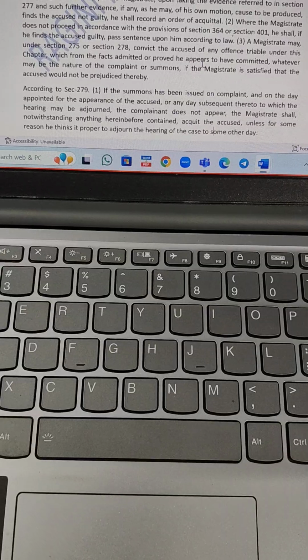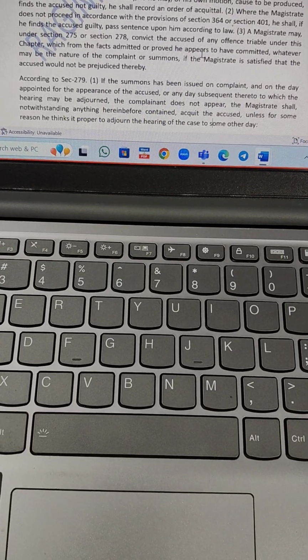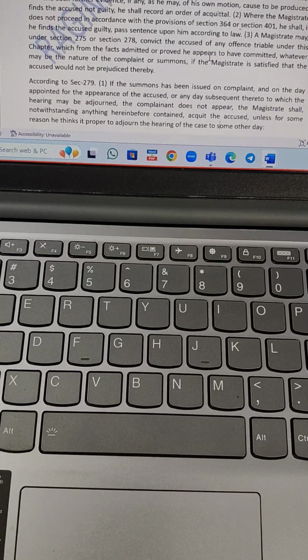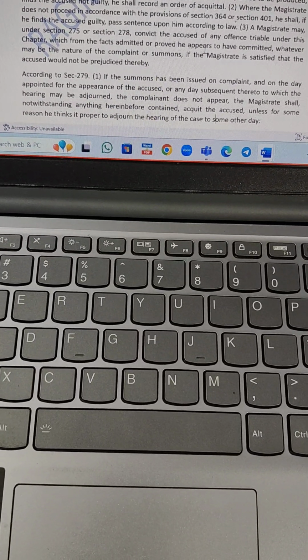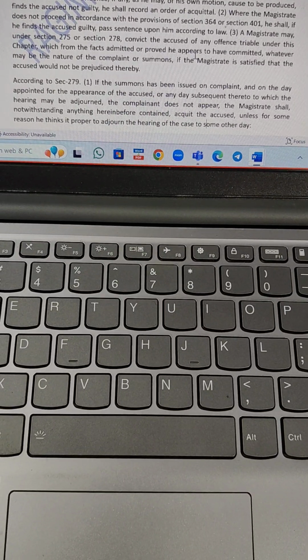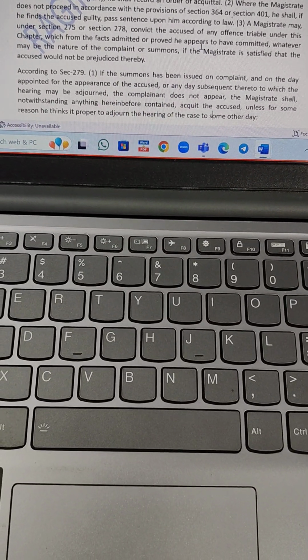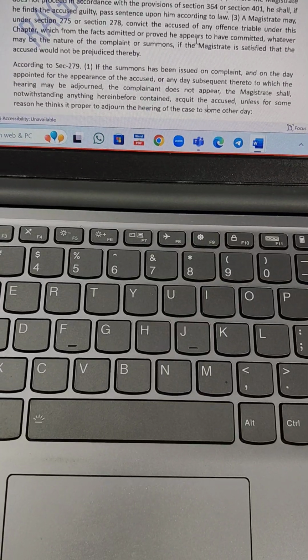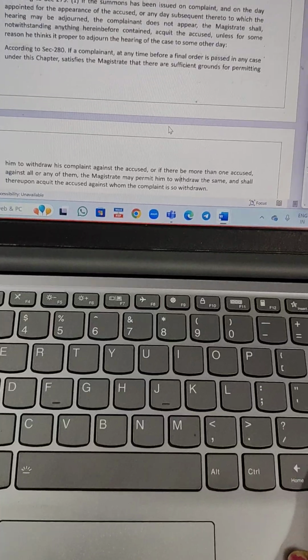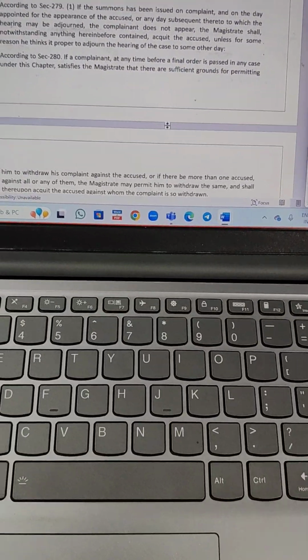So a magistrate may, upon section 275 or 278, convict the accused of an offence that is triable under this chapter, which from the facts admitted or proved he appears to have committed, whatever may be the nature of the complaint or summons, if the magistrate is satisfied that the accused would not be prejudiced thereby. Now 279.